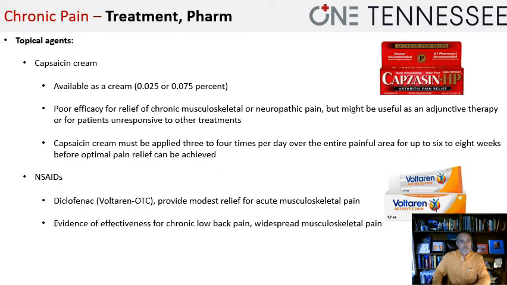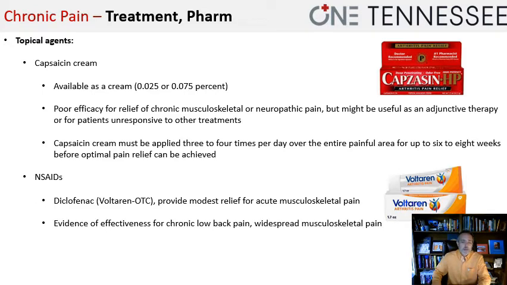Taking a closer look at some of the topical agents that we have, the capsaicin, that counter irritant. It comes as a cream. It has poor efficacy for relief of chronic musculoskeletal and neuropathic pain, but it might be useful as an adjunctive therapy for patients that aren't responding to other treatments. It takes a relatively long time to work. It needs to be applied 3 or 4 times per day over the entire painful area for up to 6 to 8 weeks before optimal pain relief can be achieved.